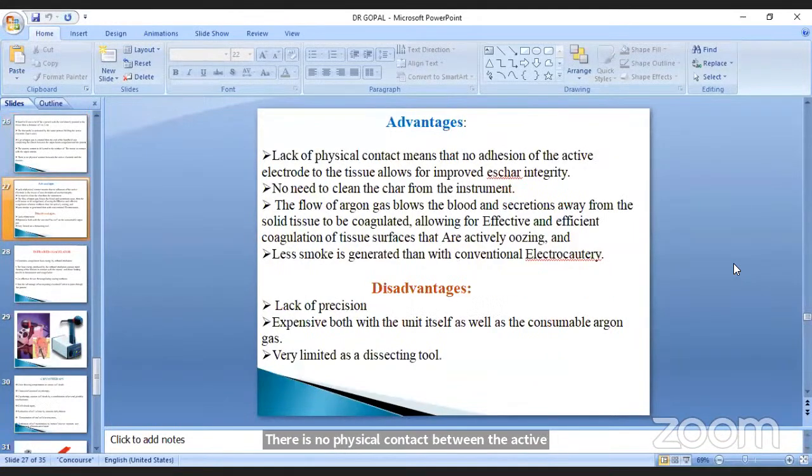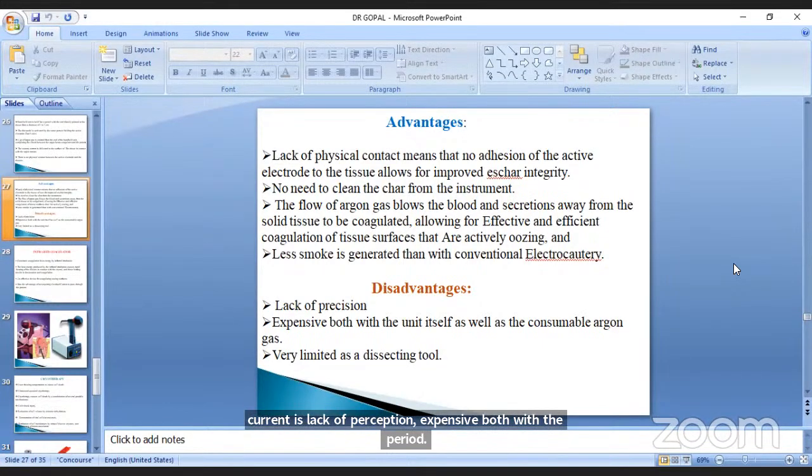Advantages: lack of physical contact means no adherence of the active electrode to the tissue, which allows improved visibility. No need to clean char from the instruments. And disadvantages: lack of tactile perception, expensive both the unit itself as well as consumption of argon gas, very limited dissecting tool.